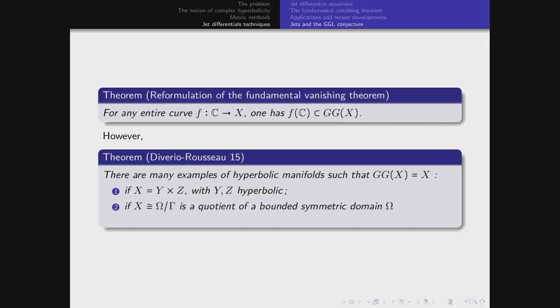And there is also an interesting case where you have this equality. It's in the case where X is a quotient of a bounded symmetric domain of rank larger than 2. So, say, a bounded symmetric domain different from the ball. Okay, so I think that's all I wanted to say about complex hyperbolicity.